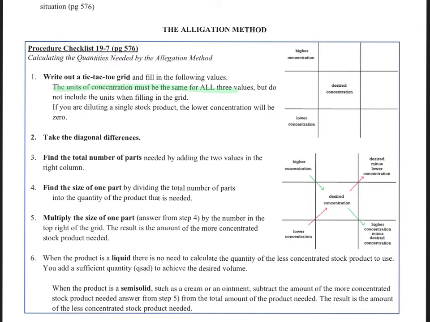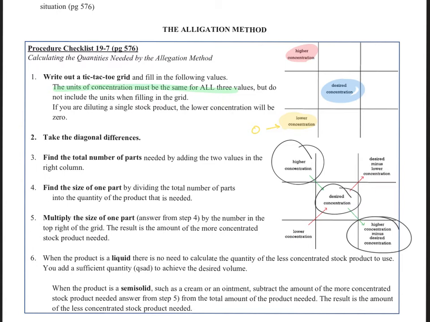Okay, so let me point out the values you're going to fill in. Higher concentration, the desired concentration, and the lower concentration. And once again, if you're only working with one stock product, the lower concentration will just be 0. Okay, so when we're working with this, what you do is you take the diagonal differences. Okay, so take a look at this example here. So take the diagonal differences means you're going to do the higher concentration minus the desired concentration to get this box down here.